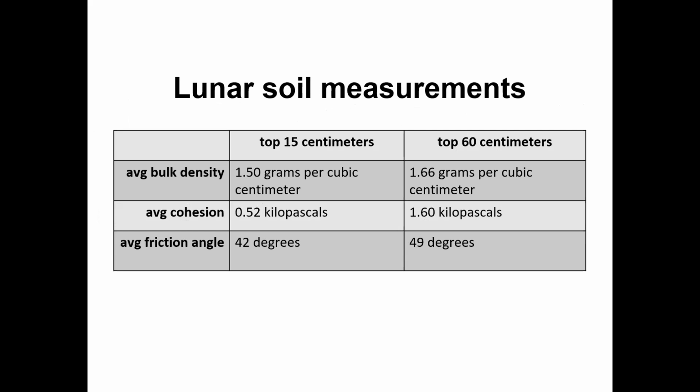The best current estimate for the average bulk density of the top 15 centimeters of lunar soil is 1.5 grams per cubic centimeter, and of the top 60 centimeters, it's 1.66 grams per cubic centimeter. The best current estimate for the average cohesion of the top 15 centimeters is 0.52 kilopascals, and of the top 60 centimeters is 1.6 kilopascals. The best current estimate for the average friction angle of the top 15 centimeters of lunar soil is 42 degrees and 49 degrees in the top 60 centimeters.